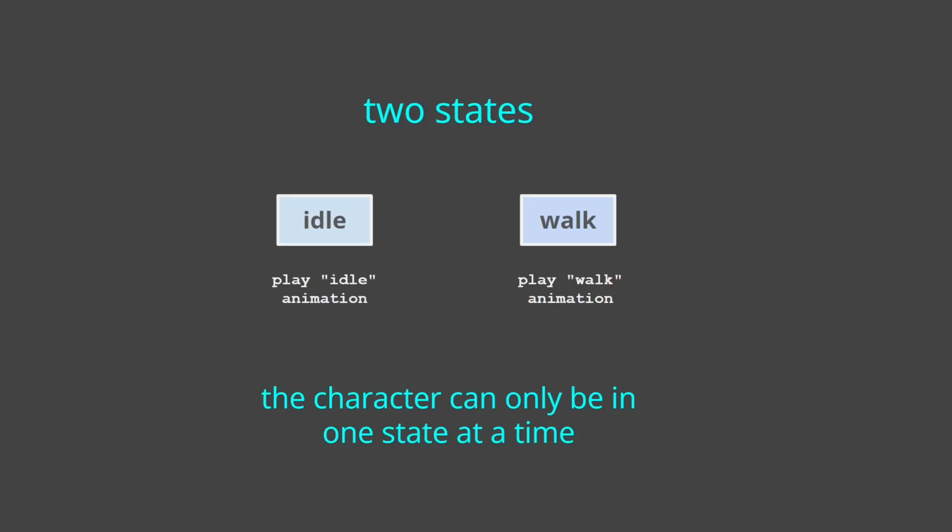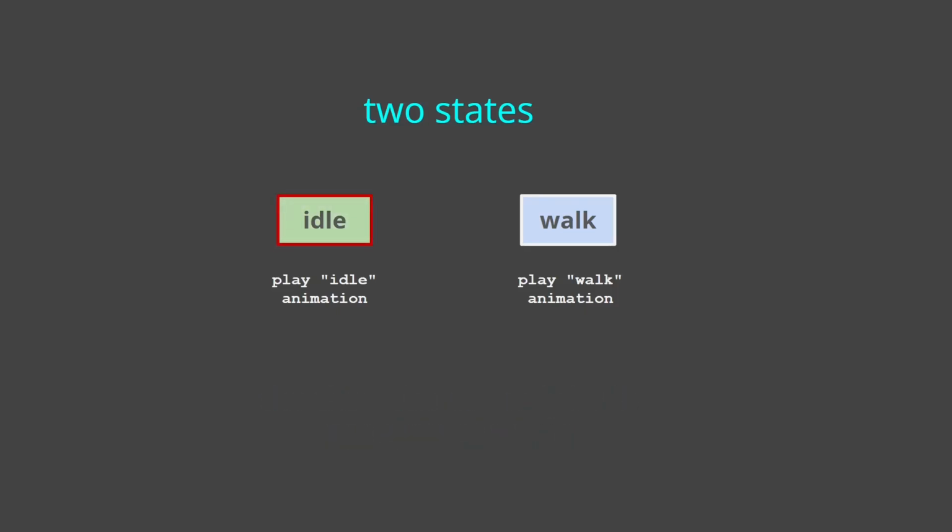Because we always need to be in one state, we'll need to define a state by default. We'll pick the idle state as the default state. Next, we will be defining what's called transitions. Transitions are rules by which we can go from one state to a different state.